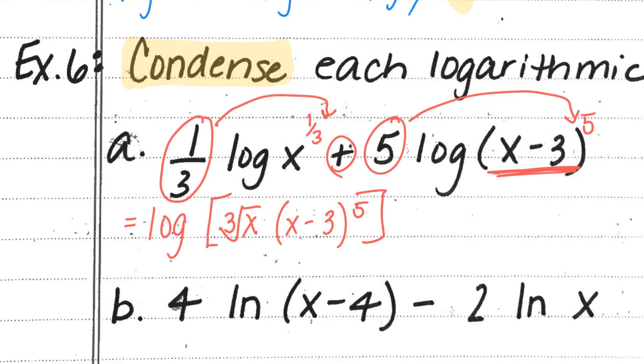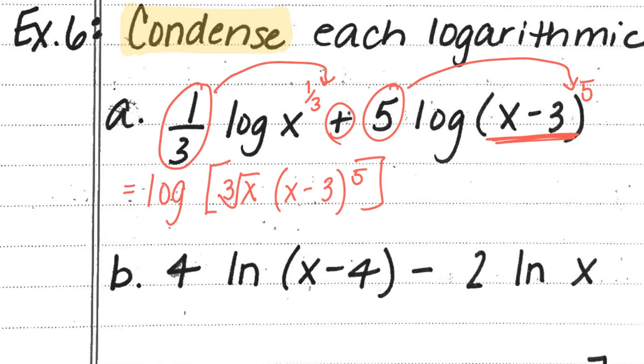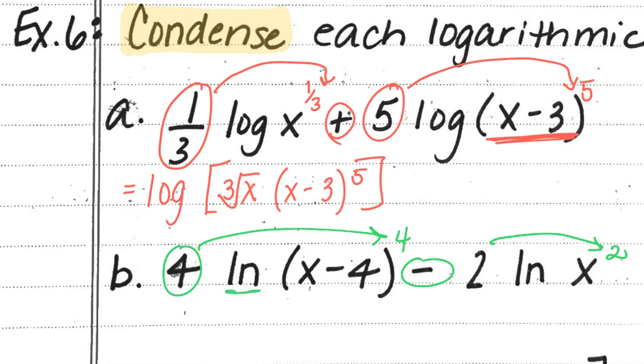Let's try another one, as I think these are a little bit more difficult. This 4, we're going to bring it to the top. Minus, what does that mean? That means to divide. So I'm going to have a ln in the front, and on the top I'm going to have x minus 4 to the 4th power, and on the bottom I'm going to have x squared.